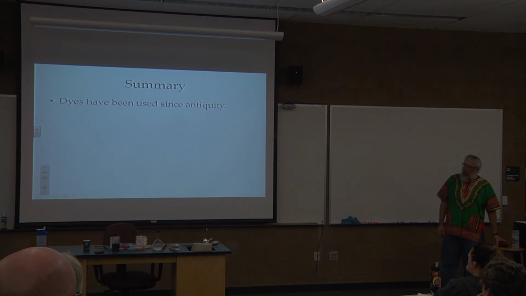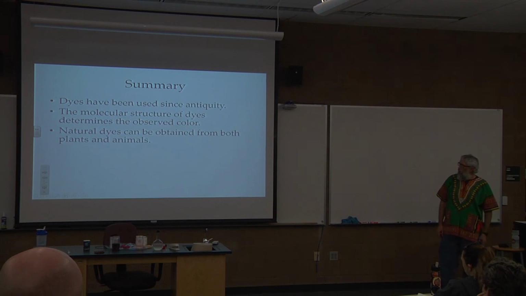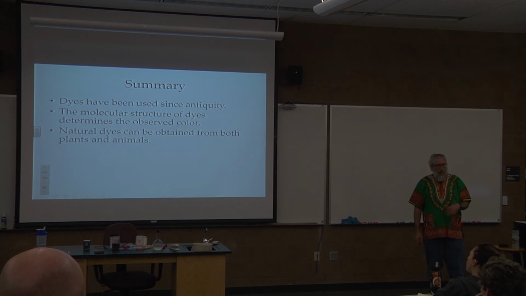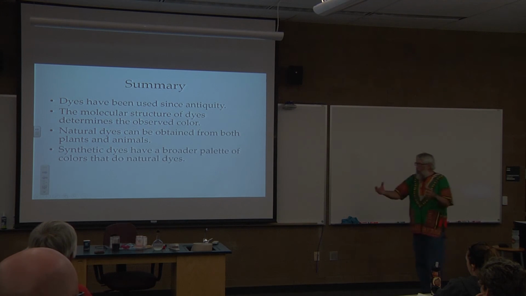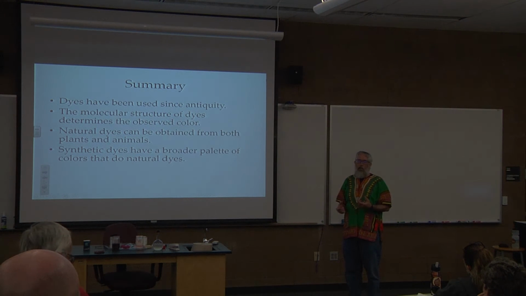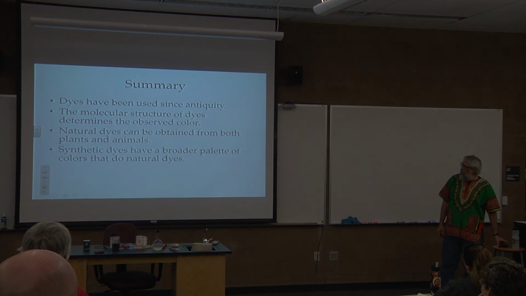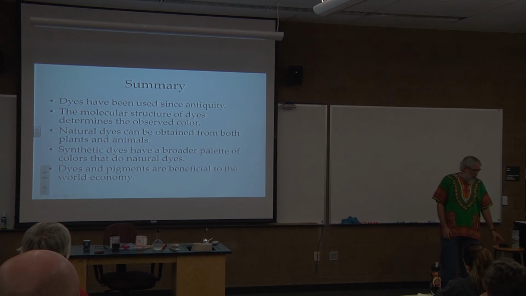So, dyes have been used since antiquity. The molecular structure is very important in determining what the actual color that you obtain is. Natural dyes can be obtained from both plants and animals. There's a broader palette of colors available from synthetic dyes than from natural dyes. And in many instances, especially for certain combinations like the fiber reactive dyes, they tend to be more color fast and last longer than do the natural dyes. And finally, they are beneficial to the world economy.